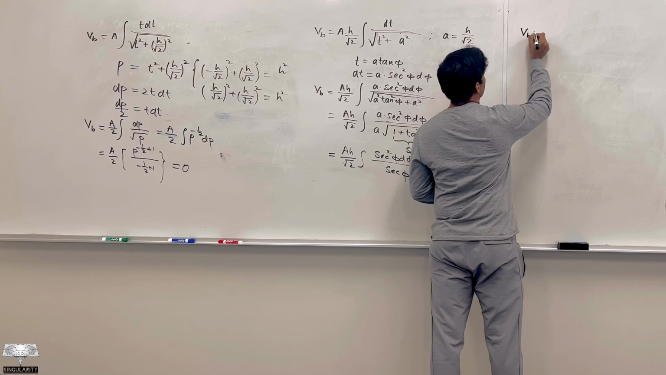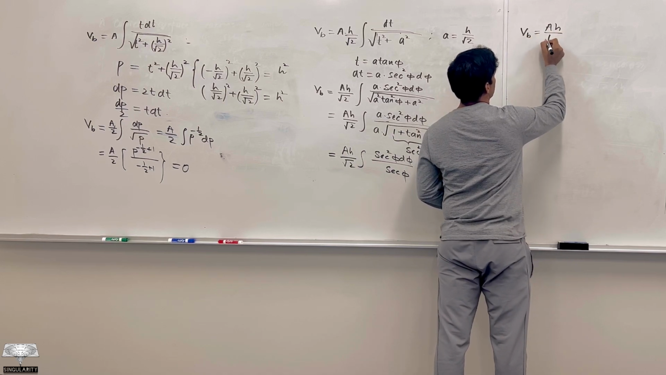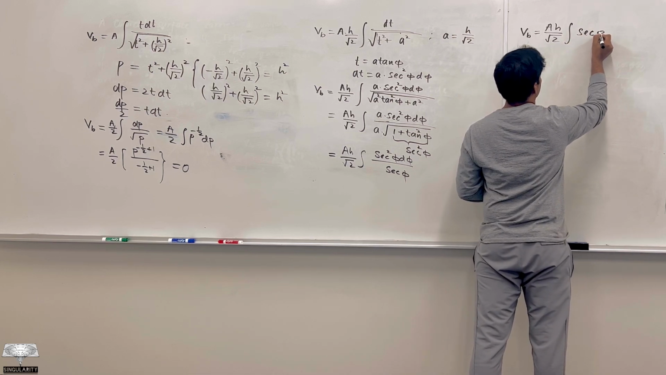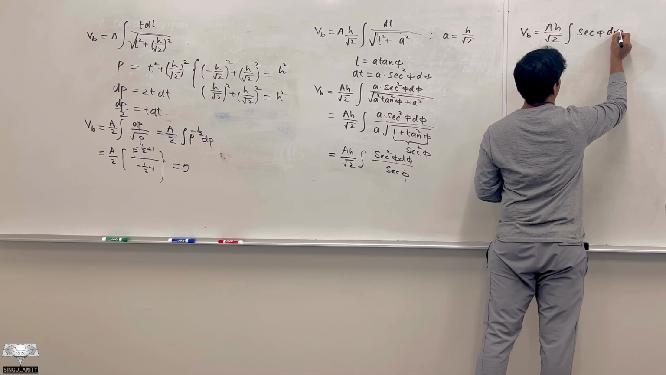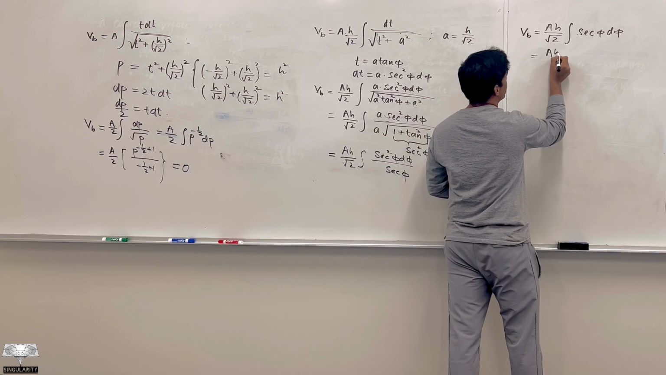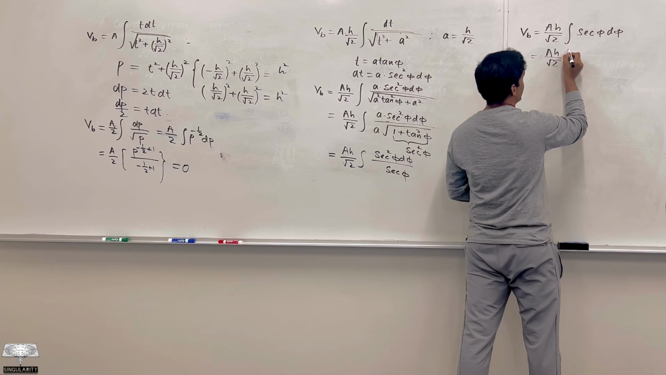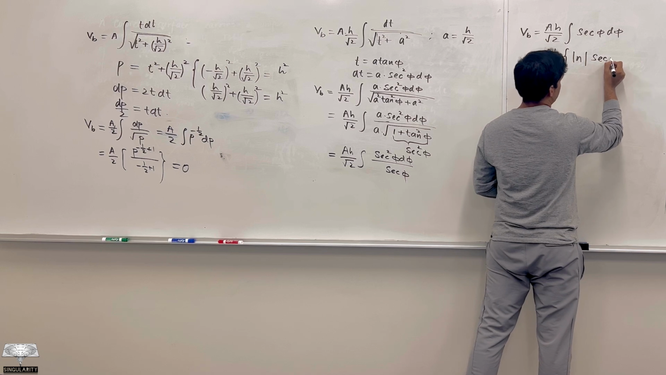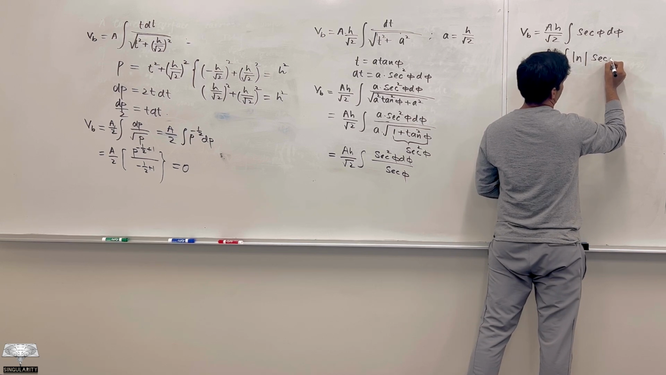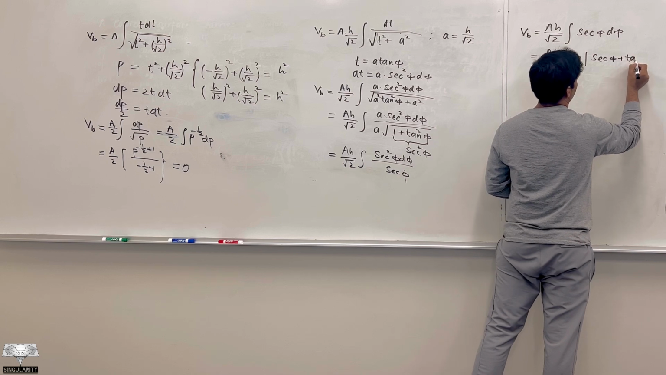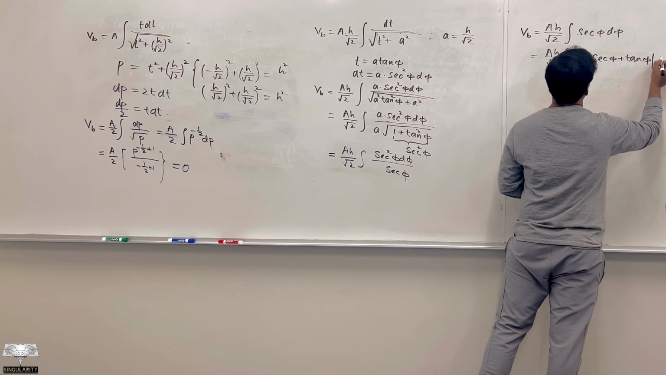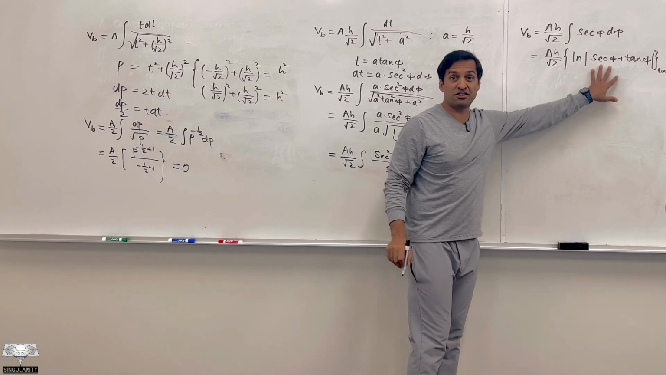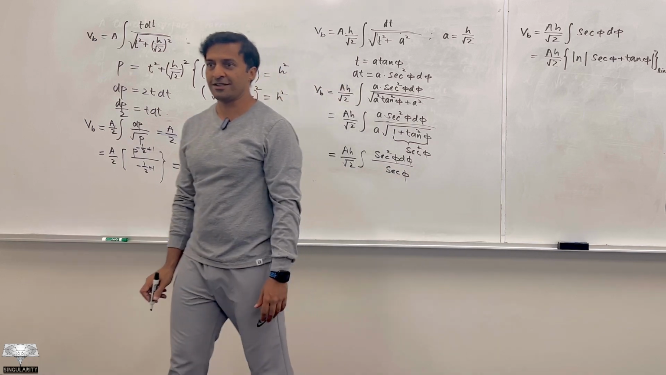So VB equals a h divided by square root 2 integral of secant phi d phi, and the integral of secant, I'm going to again just throw an integral at you. This is going to be secant phi plus tan phi, and then the limits which we need to find. That is actually the natural log of this factor. This is the integral of secant phi.